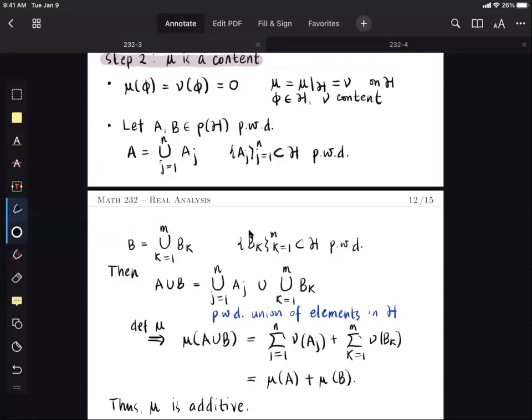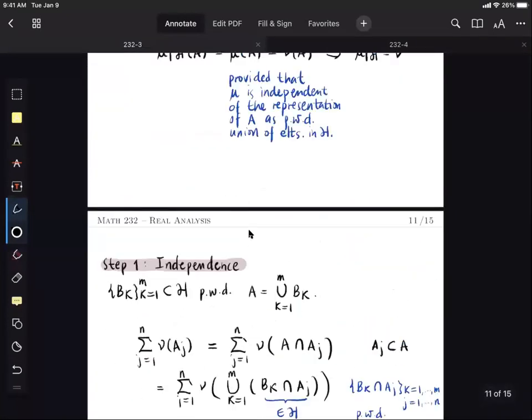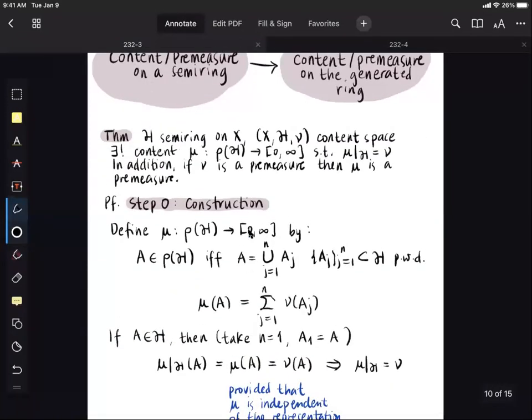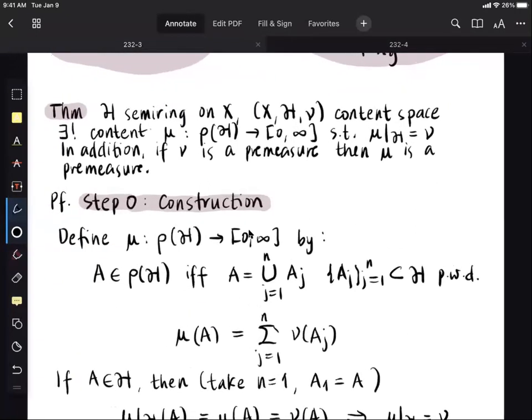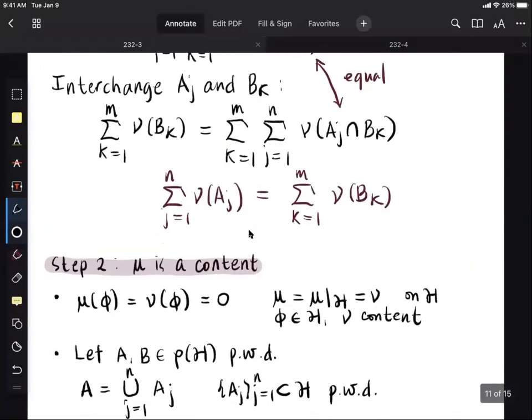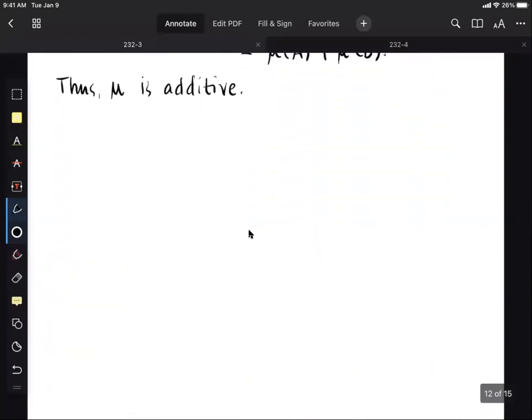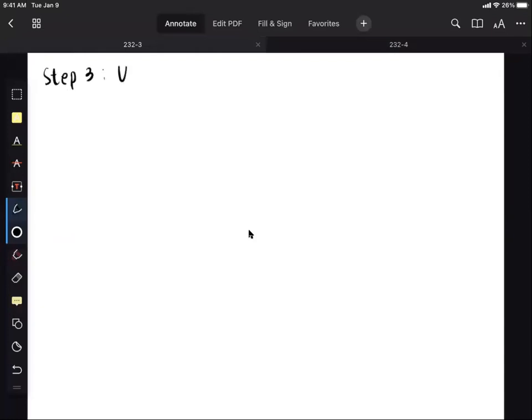So that is now the existence. So from this theorem, we need to verify uniqueness. And that would be the third step. So step 3, uniqueness.